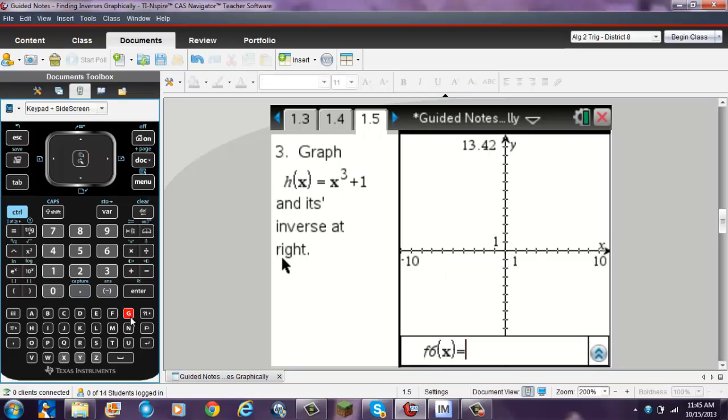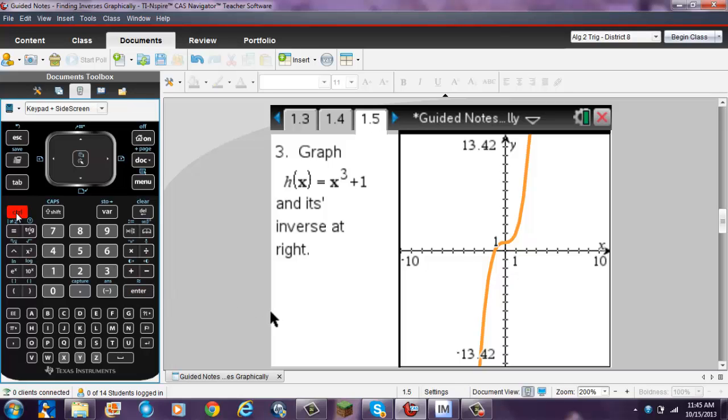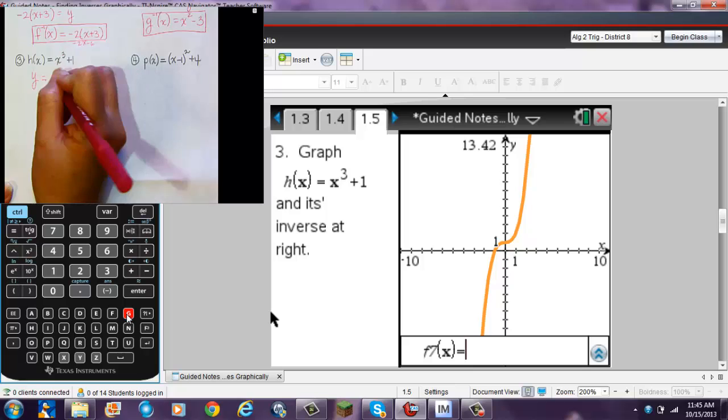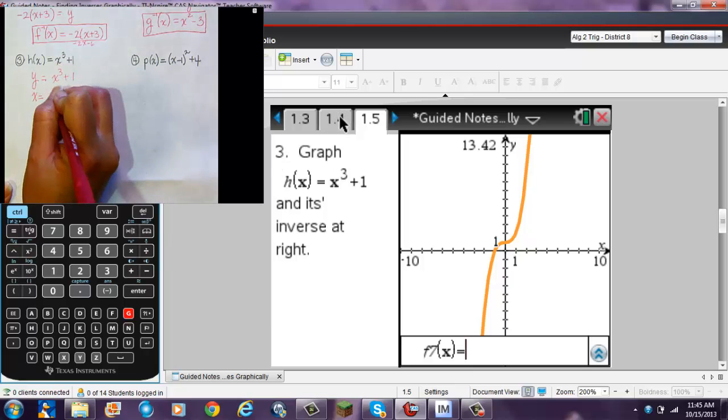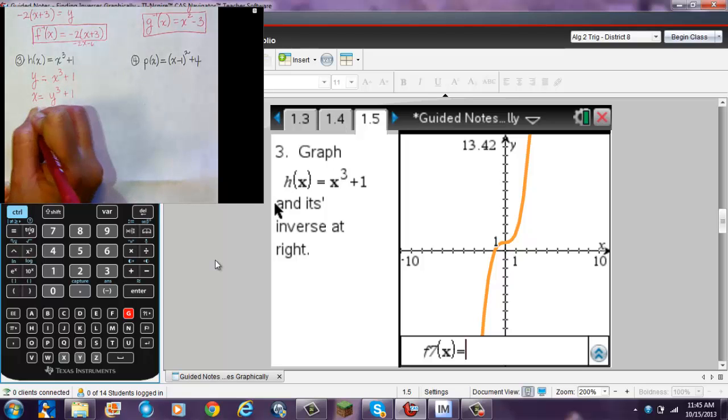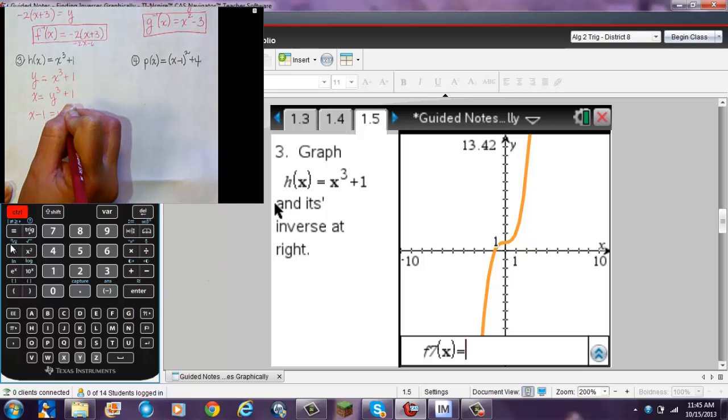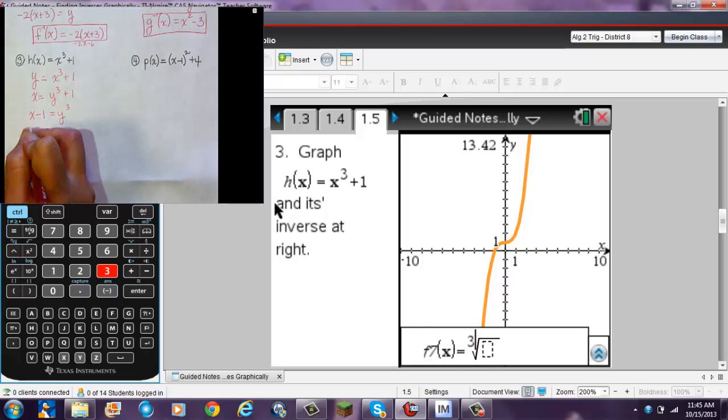Our third example today was h of x is x cubed plus 1. Let's graph that. Again, you haven't seen an x cubed graph before, but we'll be seeing lots of them next chapter and for the rest of the year. When we found its inverse in class, we found it to be the cube root of x minus 1. Again, as you're going through this, you're going to want the visual to make sure that it looks like the reflection over y equals x.